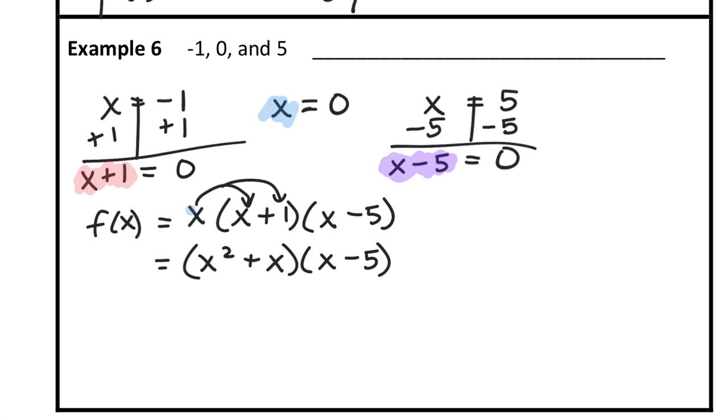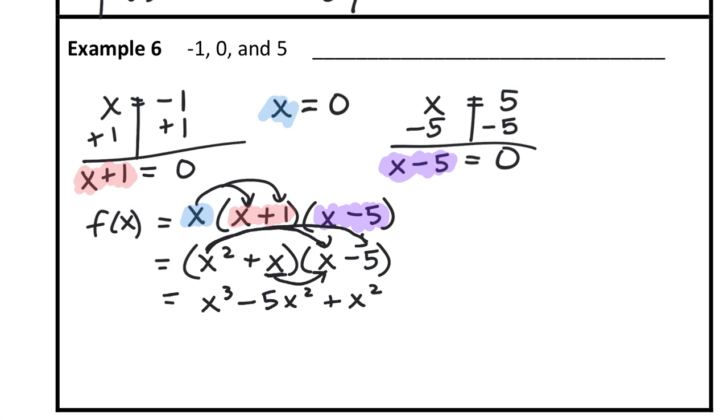Right, and just making sure we're keeping track, right? This is the blue one. This one was the red one. This one was the purple factor. Okay, now we're going to multiply again. So x squared times x, that gives me x to the third. x squared times negative 5 is negative 5x squared. Then we're going to do x times x. It's positive x squared. x times negative 5 is negative 5x.